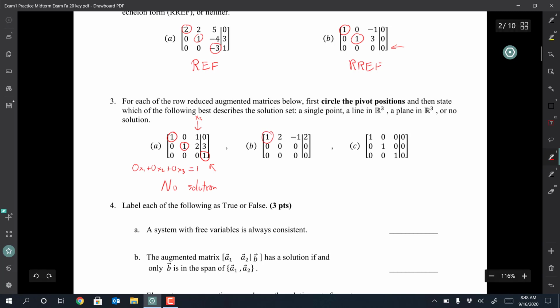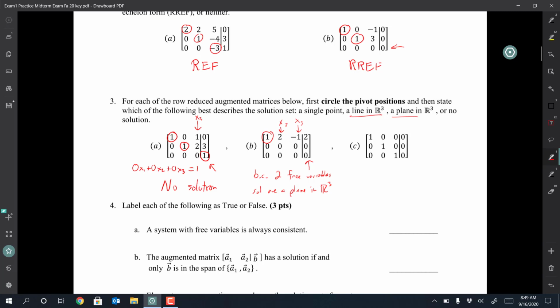The next one, I only have one pivot here. There is no pivot in the far right column, so there are solutions. The question is how many, right? I see that x2 is free, and it looks like x3 is also free. That tells me there's infinitely many solutions, but is it going to be a line or a plane? Both of those have infinitely many points on them. In this case, because there's two free variables, solutions are a plane in R3. If there was one free variable, then it would have a line in R3.